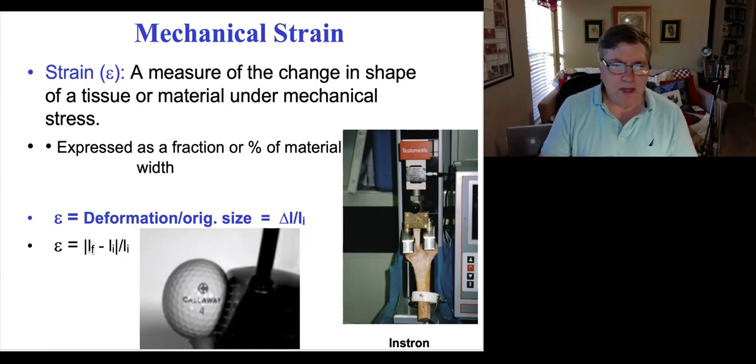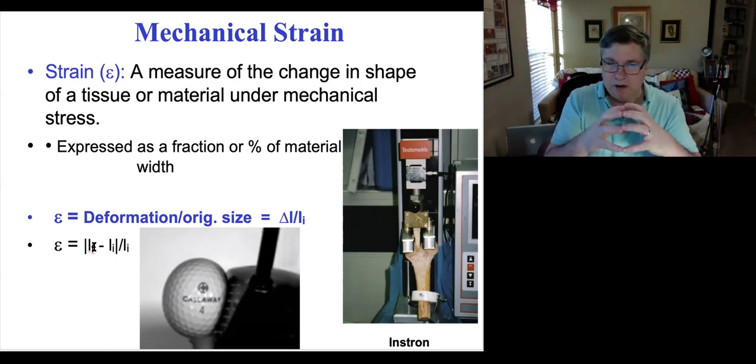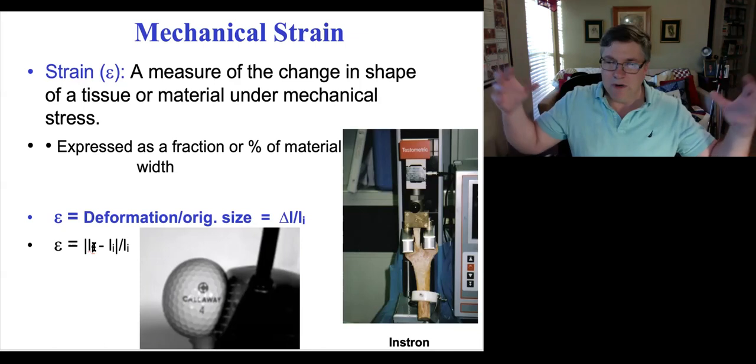It's mathematically can be shown as the amount of deformation, that's the change in shape, divided by the original length or width or size. So it's delta L divided by the initial length. And I usually express that, or the deformation, as an absolute value. So if you end up with a negative number, you're compressing a material.